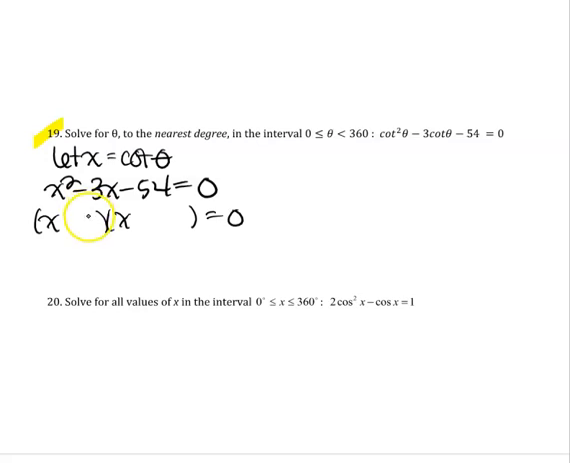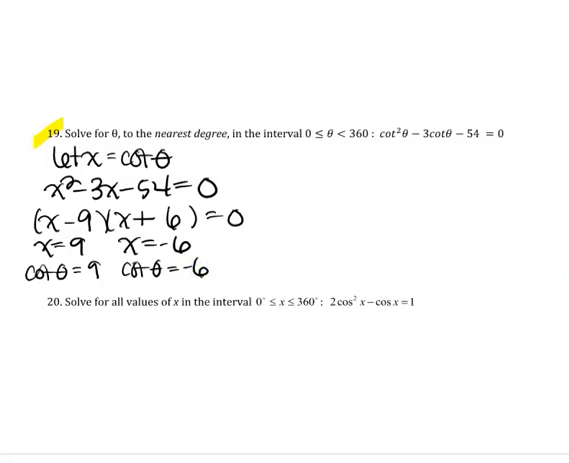Factors of 54 that sum to negative 3. All right, I'm already thinking about 9 and 6. Okay, but I want this to be a negative 9 and I want this to be a positive 6 because I want them to sum to a negative 3. So if I solve, I'm very easily getting x equals 9 and x equals negative 6. But it wasn't really x, right? It was cotangent of theta. Now, I don't like thinking in terms of cotangent. Things are easier in terms of tangent. So let's change this to tangent of theta is 1/9. And cotangent of theta is negative 1/6.